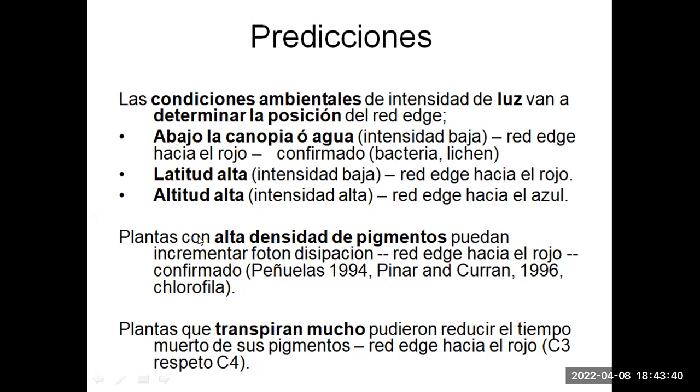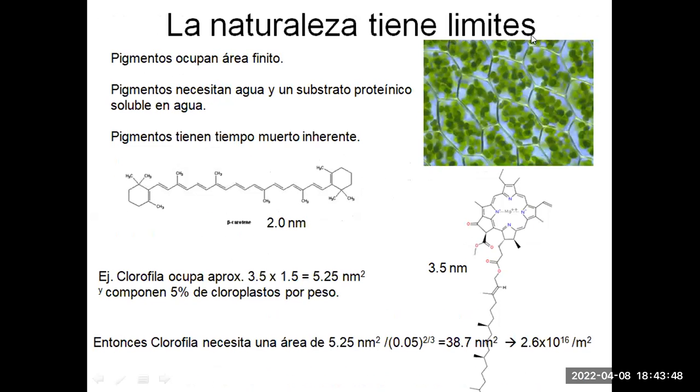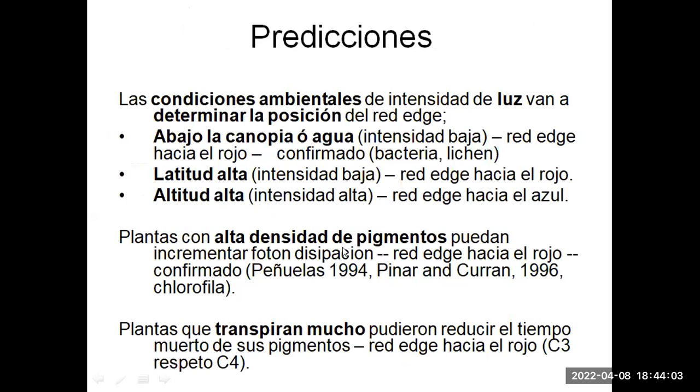Now, if there were some plants which had a high density of pigments, for example, if we didn't need so much space for the water and for the supporting material for the pigments, so we have plants with a high density of these pigments, then we should get, according to our theory, the red edge moving towards the red.